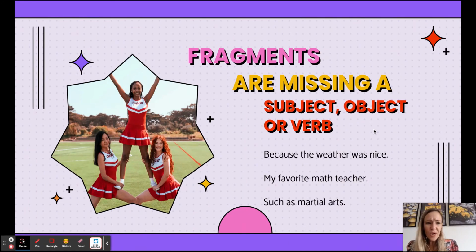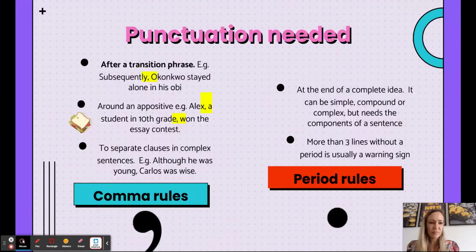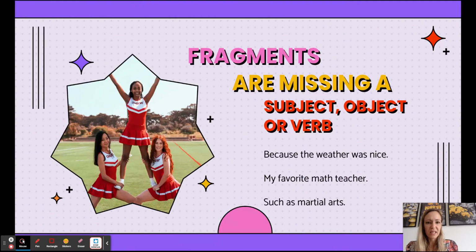Fragments will either have one of those beginning words like when, although, if, and not be completed by an independent clause, or they'll be missing one of our essentials in a sentence, the subject, object, or verb. So here is a sentence. Because the weather was nice. It's missing a subject. What? Because the weather was nice.